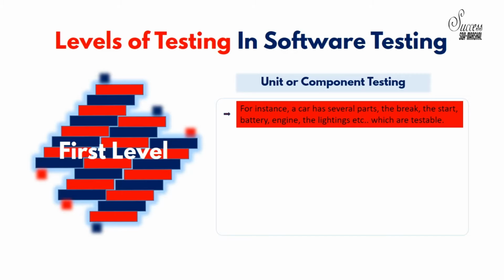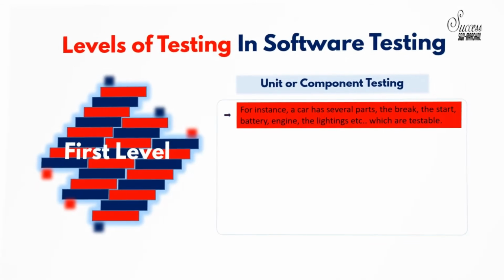So you can liken this to unit and component testing in software. In software testing, in unit testing, we have what we call classes, modules, or even programs. So this is the lowest level of testing, like I said in the overview video. It's the lowest level of testing and it's the first level of testing.